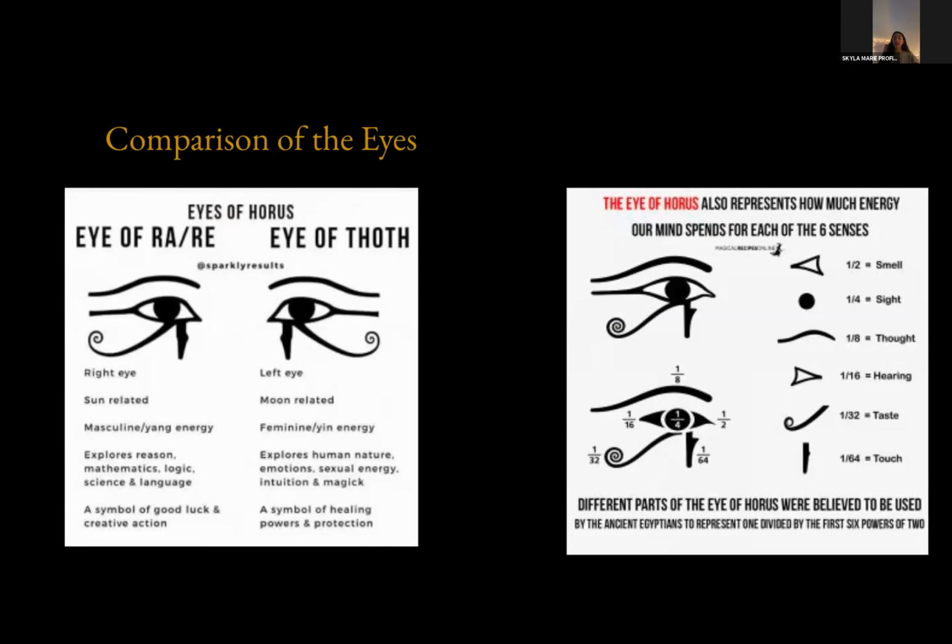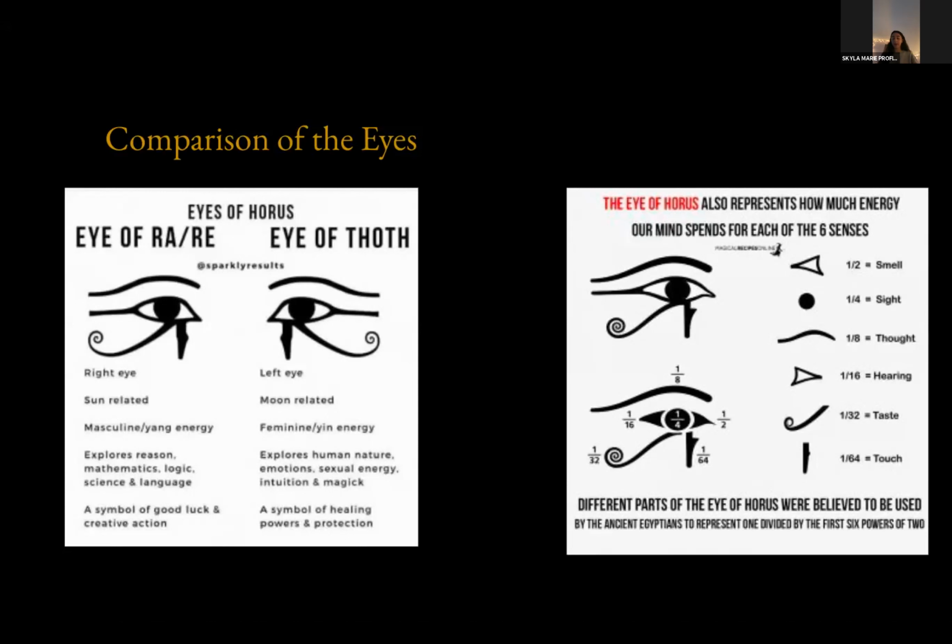Now, in comparison, the eye of Thoth, the left eye, is feminine or yin energy. This is more about exploring things like the humanities, human nature, emotions, magic, intuition, and sexual energy. And this rather is a symbol of healing and protection.